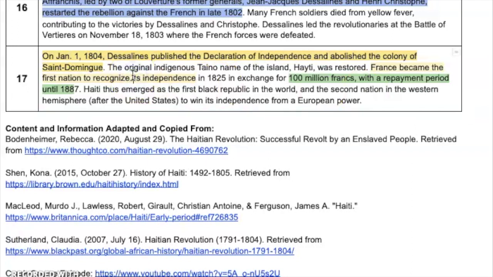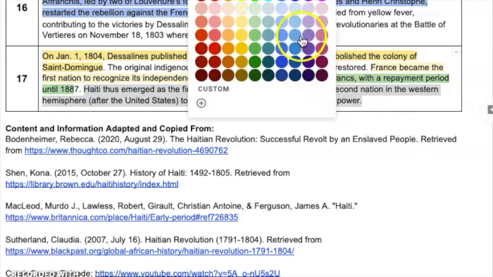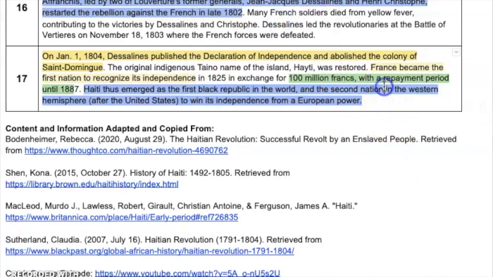Last sentence. Haiti thus emerged as the first Black republic in the world and the second nation in the Western Hemisphere after the United States to win its independence from a European power. This is truly social, economic, political. I'm going to put it under social because it's a big deal. This is a momentous time in history after many, many years of fighting and dissent.